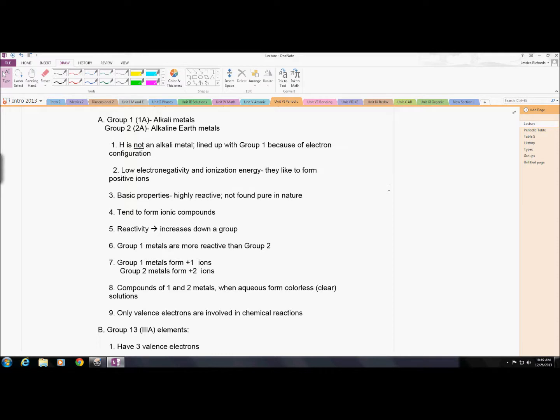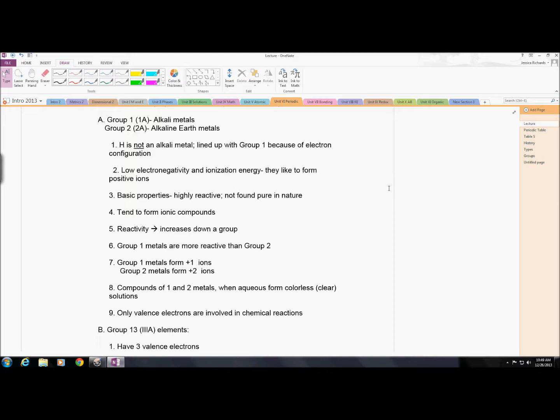The group 1 metals are the ones that when you throw them in water burn and explode. So sodium and potassium. In compounds, when we make solutions with them, they tend to be white compounds. They tend to make clear solutions, and always in compounds in nature. So they have to do something to extract out the pure forms. Only their valence electrons are involved in chemical reactions, and that will be important when we talk about transition metals later. The activity increases as you go down a group.